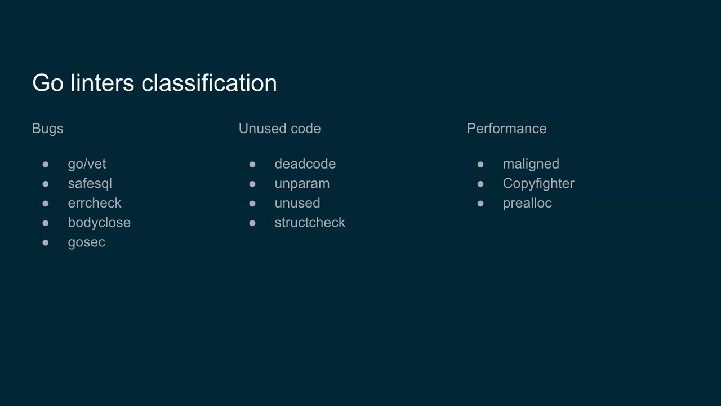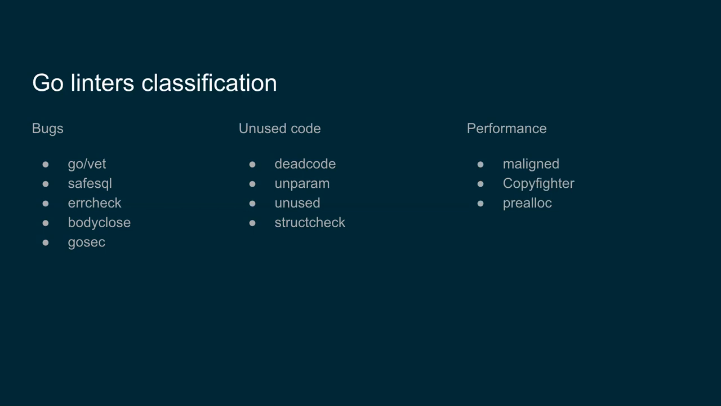Okay, copyfighter is also a really useful linter when it comes to large structs that are passed by value. It will report that it would be better to pass it by pointer. Of course, there might be cases where you don't really want to have those pointers, but that is up for discussion in the code review.